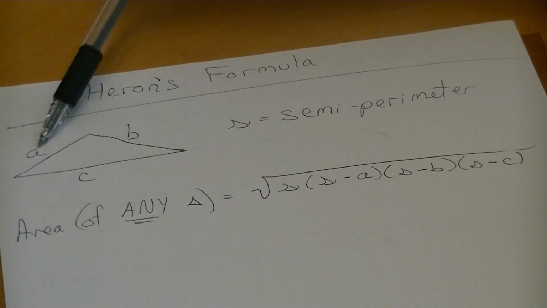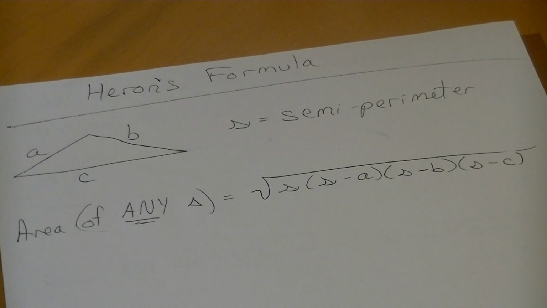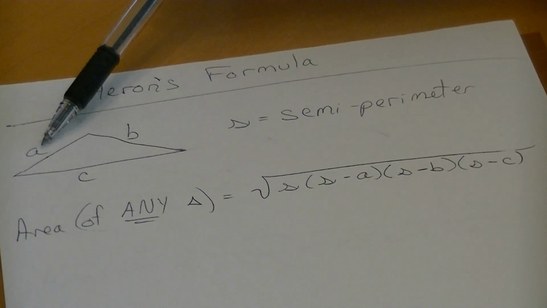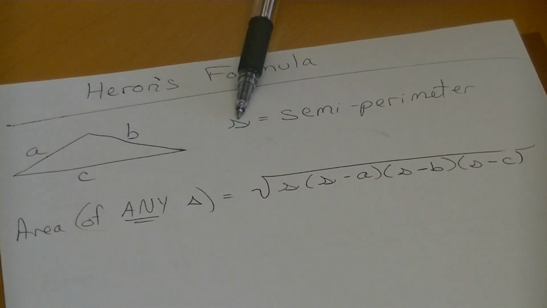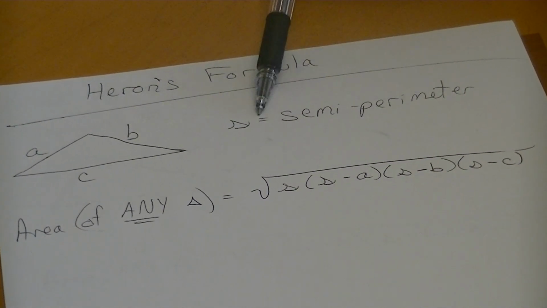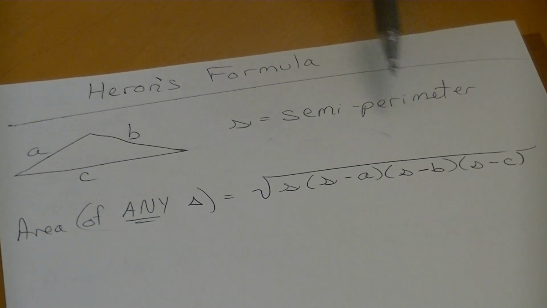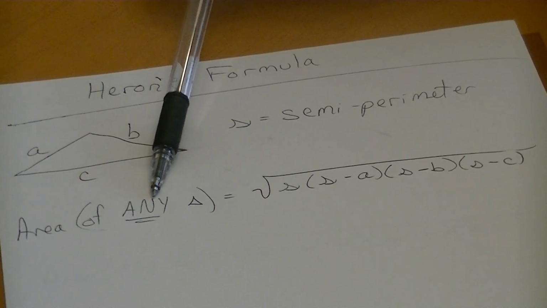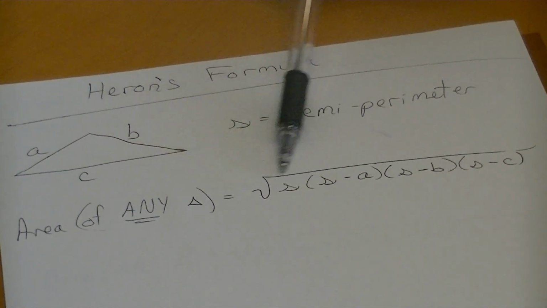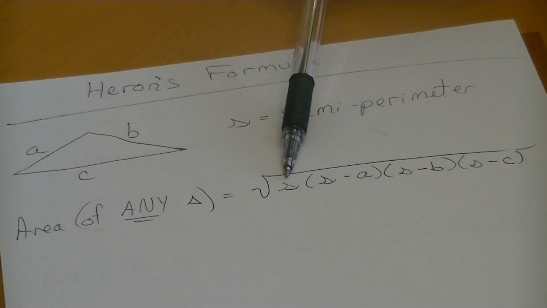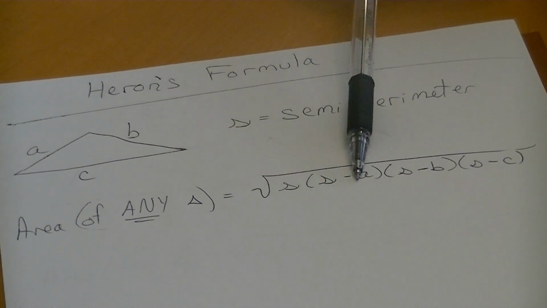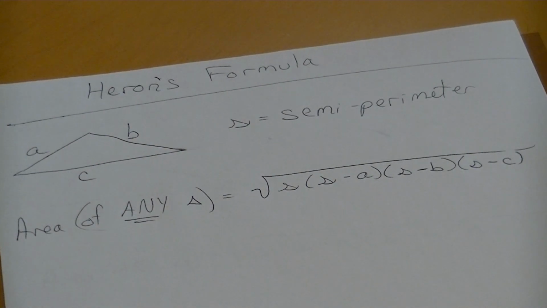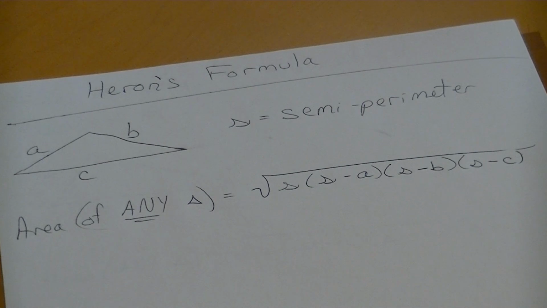He was able to prove if you know the sides of a triangle, you can get the area without knowing the height. And in his formula, the sides of the triangle are a, b, c, and the letter s stands for semi-perimeter, half of the perimeter. And he proved that the area of any triangle, doesn't have to be a right triangle or equilateral, any triangle is going to be this formula. The square root of the semi-perimeter times the semi minus one side times the semi minus another times the semi minus a third side.